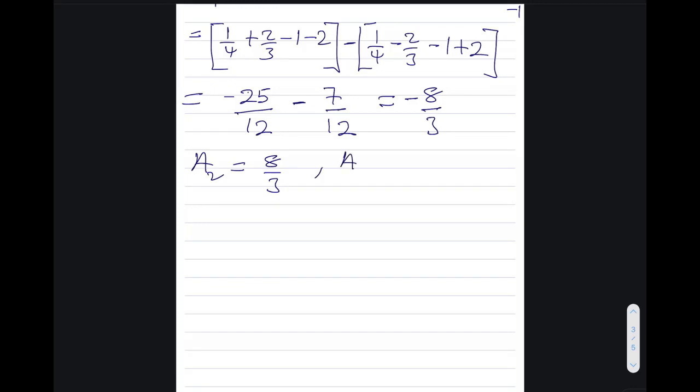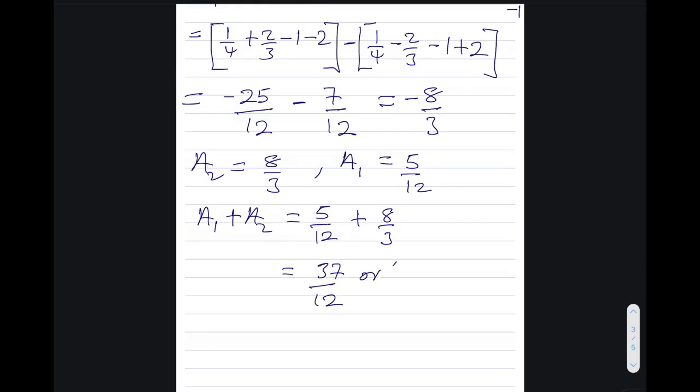Now we have solved for A1 already, and we got 5 over 12. Therefore, the area under the curve is going to be 5 over 12 plus 8 over 3. Now 5 over 12 plus 8 over 3 should give us 37 over 12, or you can say 3 whole number 1 over 12 units squared.